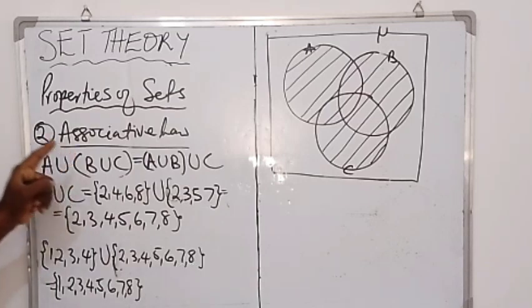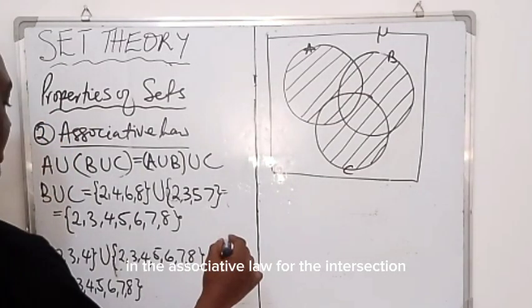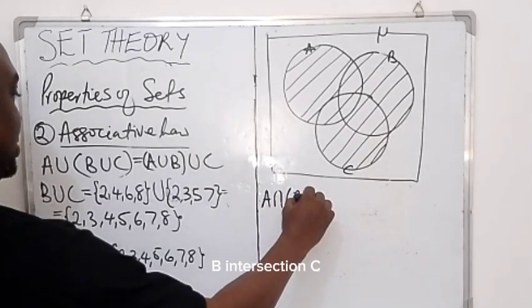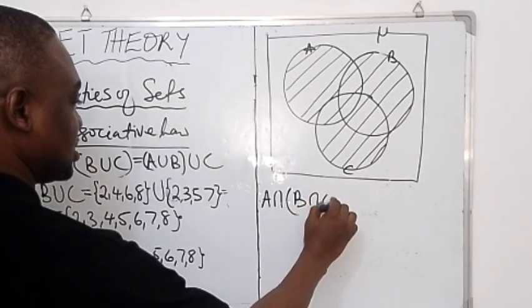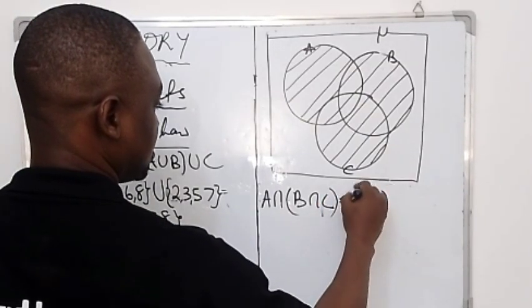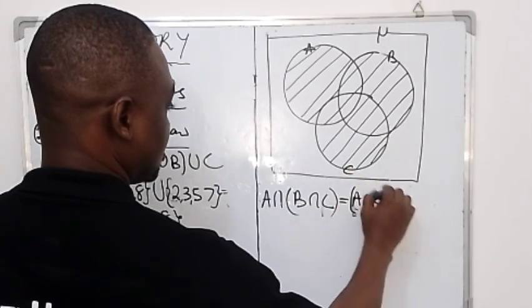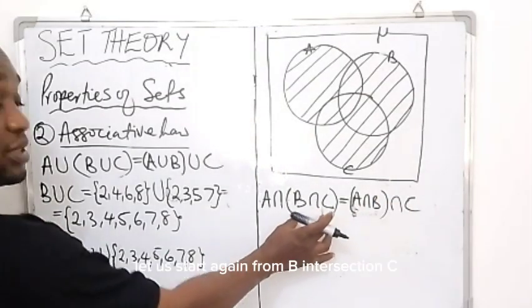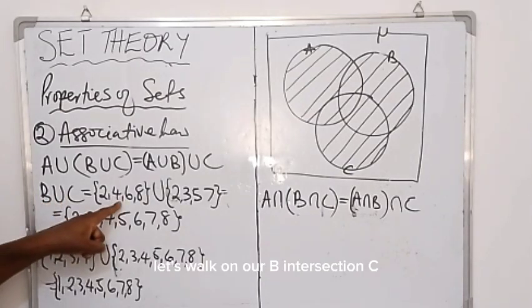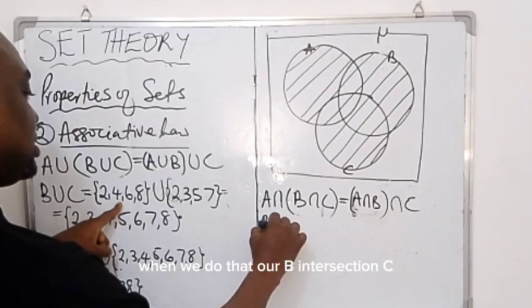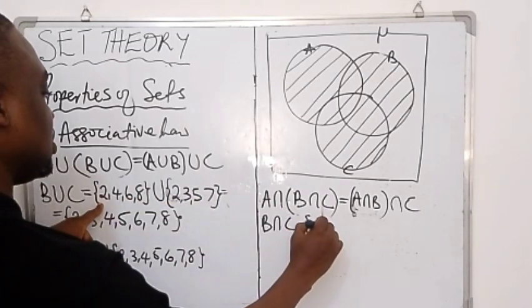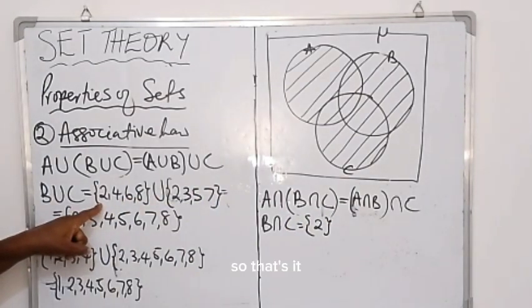Let's go for the intersection in the associative law. For the intersection, we have that A intersection B intersection C will be equal to A intersection B intersection C. By this, let us start again from B intersection C. So this was our B union C. Let's work on our B intersection C. When we do that, our B intersection C will be 2 is common. Only 2 is common. So that's it.